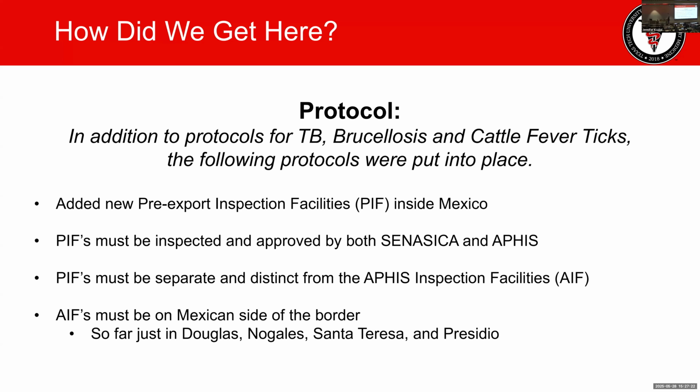Well, one is that they added what's called a pre-export inspection facility, and it has to be inside Mexico. The other thing is that the APHIS inspection facilities also have to be in Mexico now. And so in the past, we've had a number of these stations actually move into the US side just across the border, mostly because of security reasons.